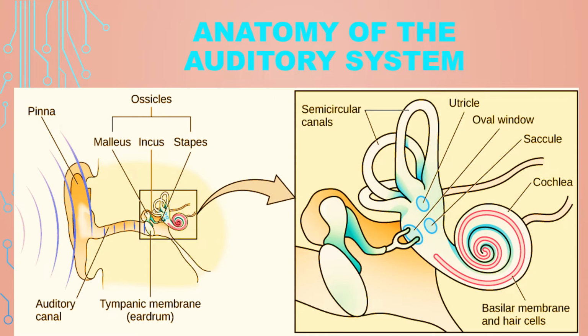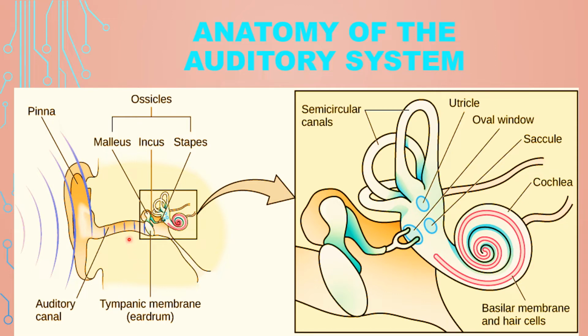Anatomy of the auditory system. Our ear is divided into three sections: the outer ear, the middle ear and the inner ear. The outer ear includes the pinna. It is the visible part of the ear, and it protrudes from our head. Then the auditory canal and the tympanic membrane or the eardrum. So these three, the pinna, the auditory canal and the tympanic membrane, are included in the outer ear section.